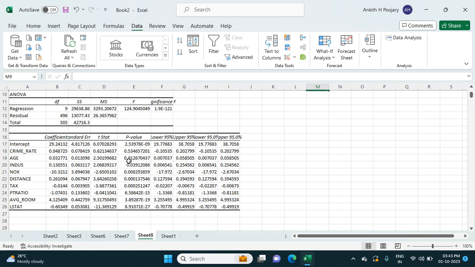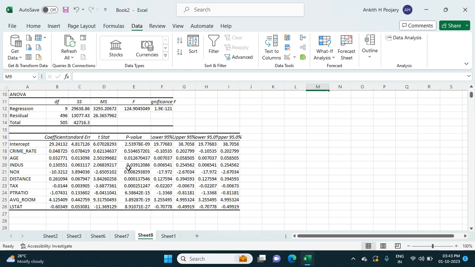So for age it is 0.012, meaning 1%. For index it is 0.03. Yes, it is less than 5%. For NOx it is also less than 5%. For distance it's also less than 5%. All the others here have E in them, for example 0.0000015, and the rest are like that. All the others have less than 5%.